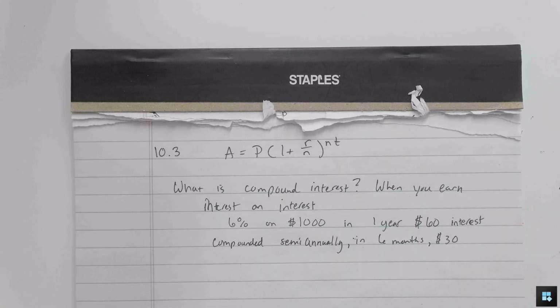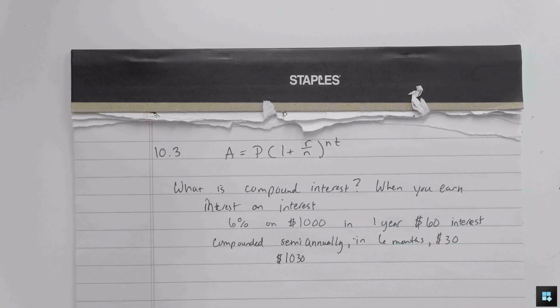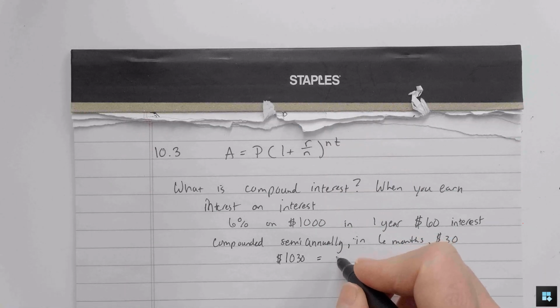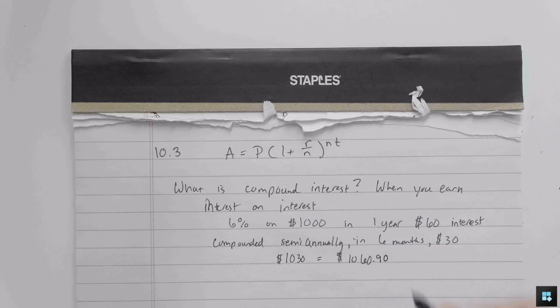However, the $30 gets put into your account, and then in the second 6 months, you get interest on not just the $1,000, which would be another $30, but you get interest on the $30 as well. So 1,030 times 0.03 is $30.90. So you'd have $1,060.90. Now you might think, well, that's kind of pitiful, 90 cents difference.